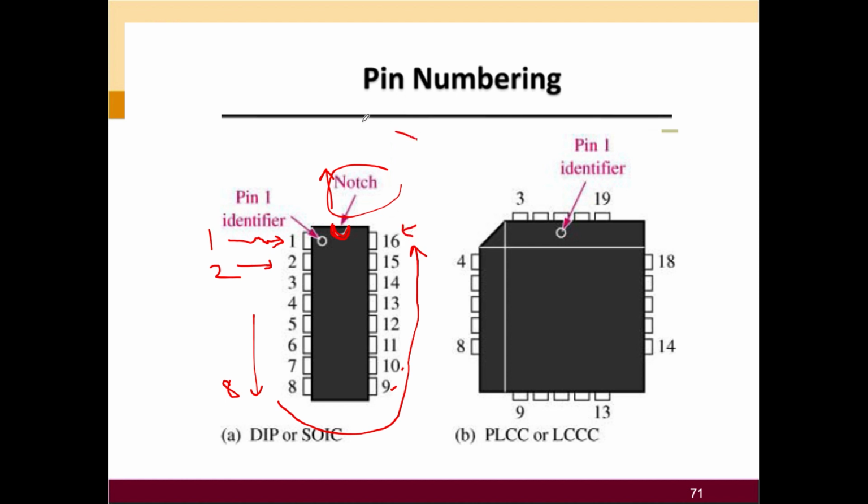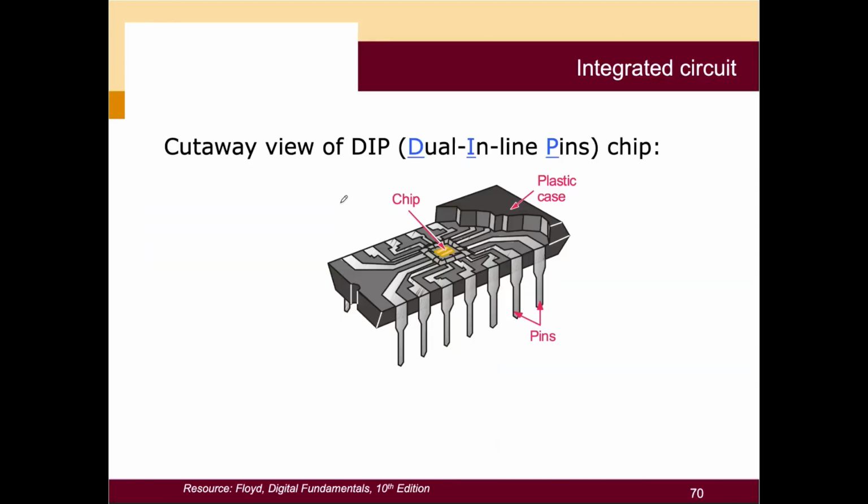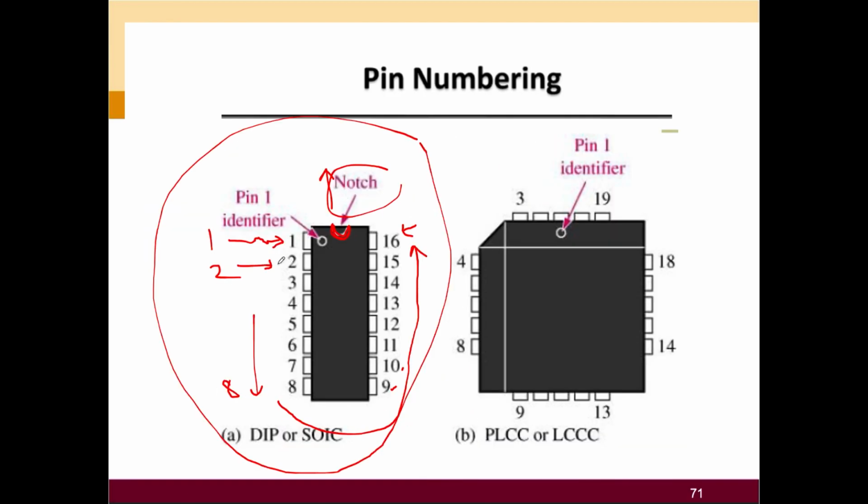So this is how the identification for DIP IC works. Is it clear? Why you need this identification is that later on, when you do programming, you need to know which pin you need to program. If you program the wrong pin number, your chip will not function well.